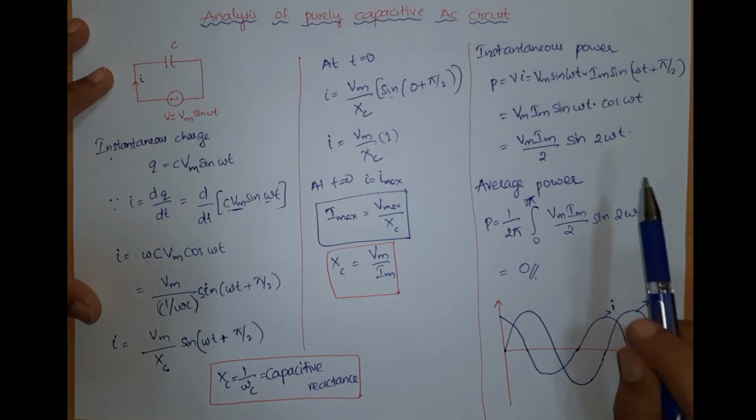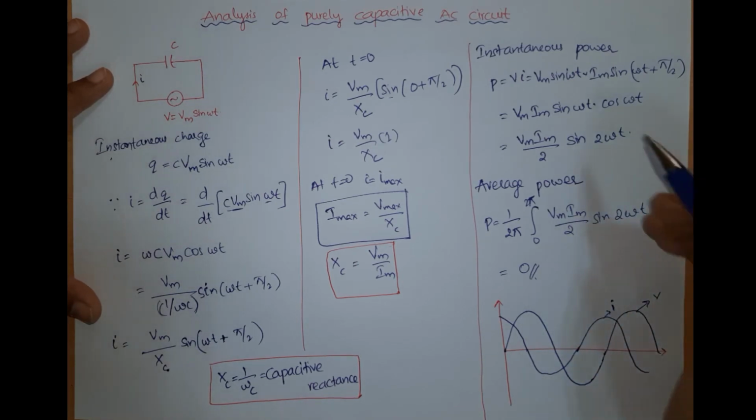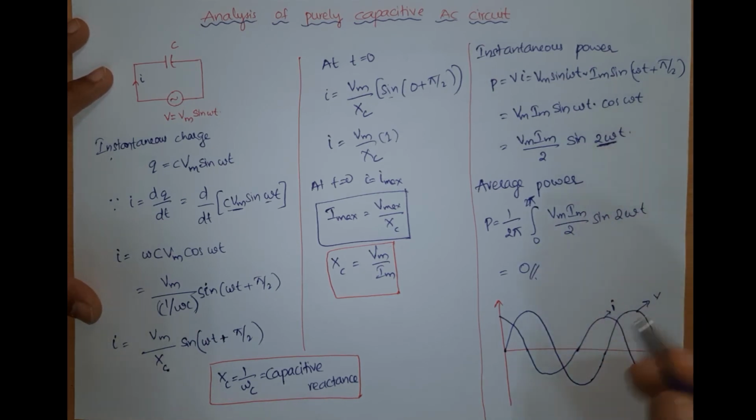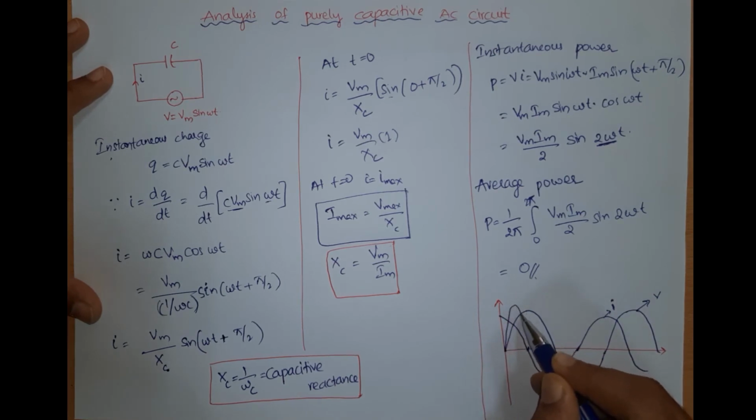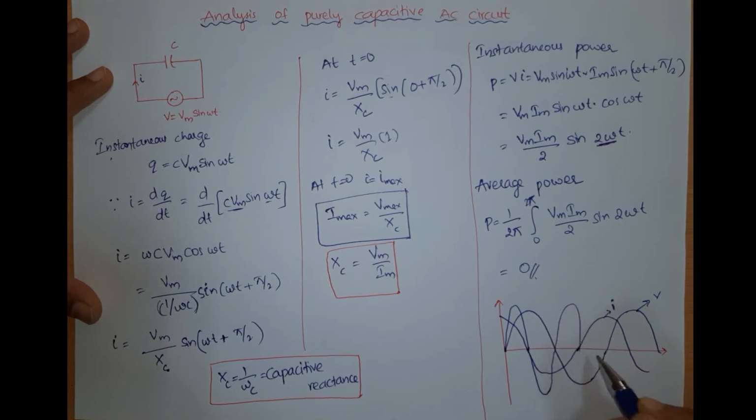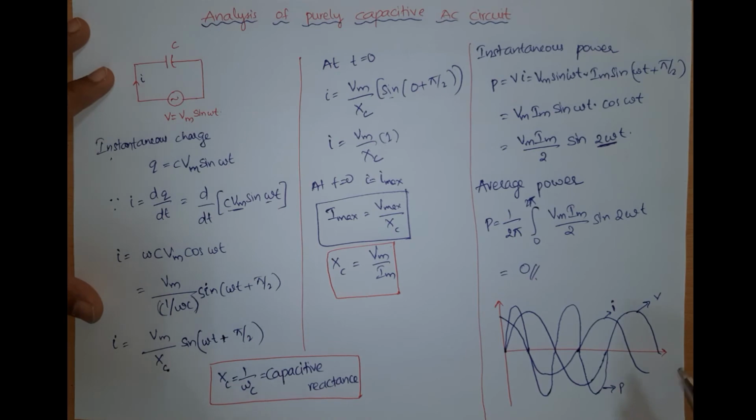So coming back to the power, what happened? Instantaneous power. Again, same as in the last case, the frequency is doubled, right? So when the frequency is doubled, within the same time period it is covering 2 waveforms. It is like this. This is the analysis of a purely capacitive AC circuit. Now let us look at an example to clearly understand the concept.